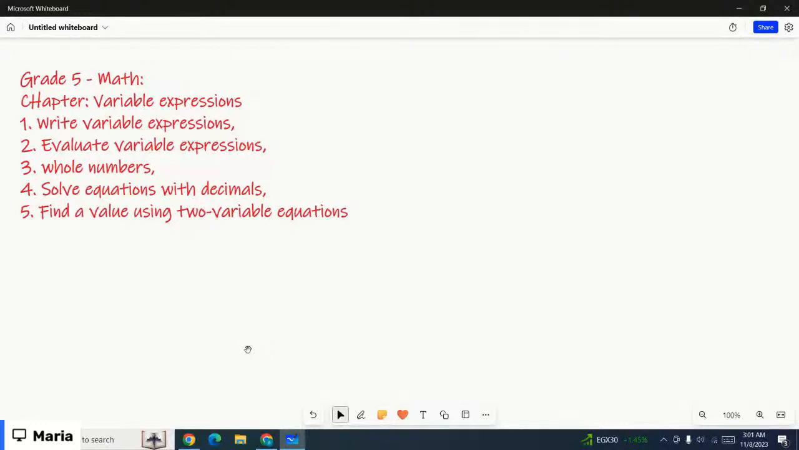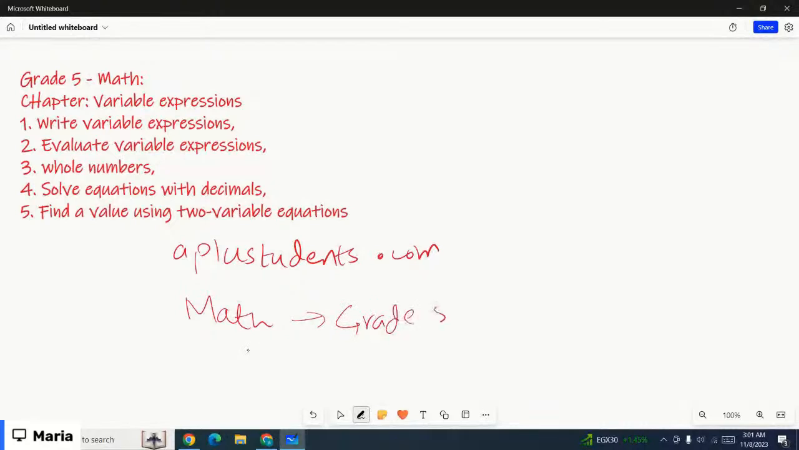We are here for grade 5 math. You can find all the lessons on aplusstudents.com. You have to log in there using your email address and the password provided by the administrator. Then select math from the subject tab. Scroll down to grade 5 and click on view all lessons. There you can find a list of the chapters. We're going to start with the chapter variable expressions.